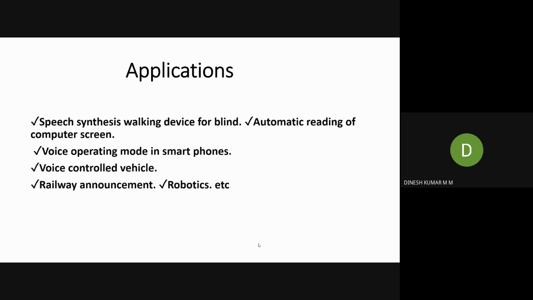Coming to the applications: speech synthesis devices for the blind, automatic reading of a computer screen, voice operating mode in smartphones, voice controlled vehicles, robotics, railway announcements, etc.